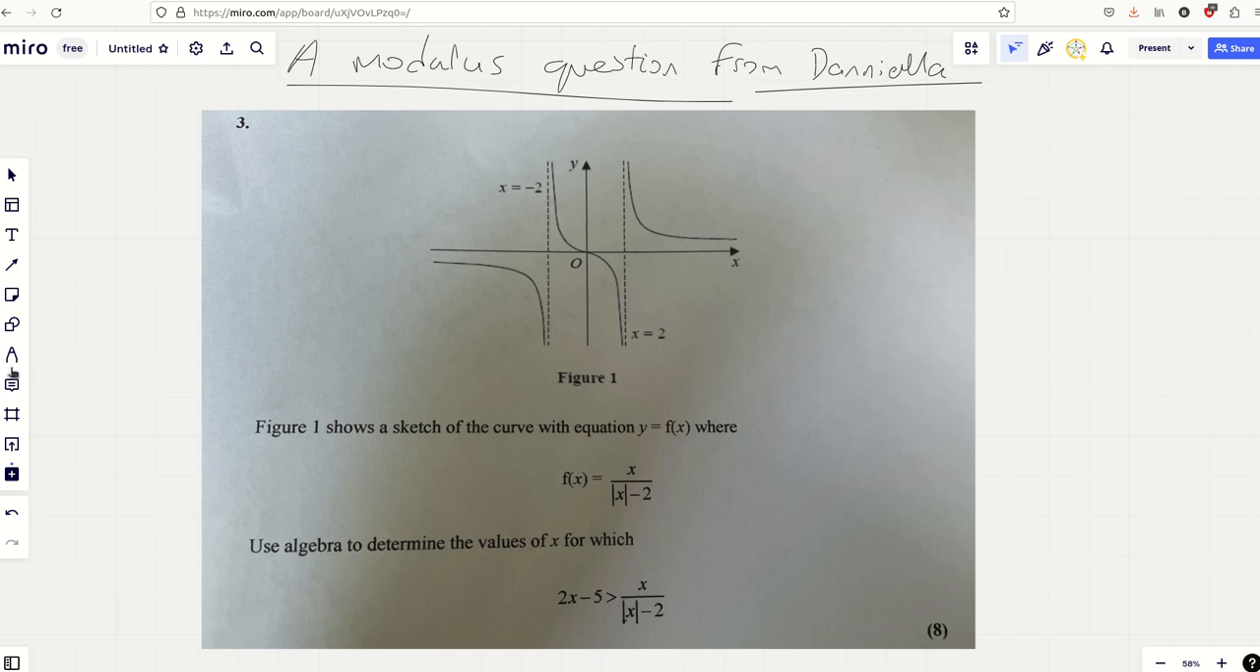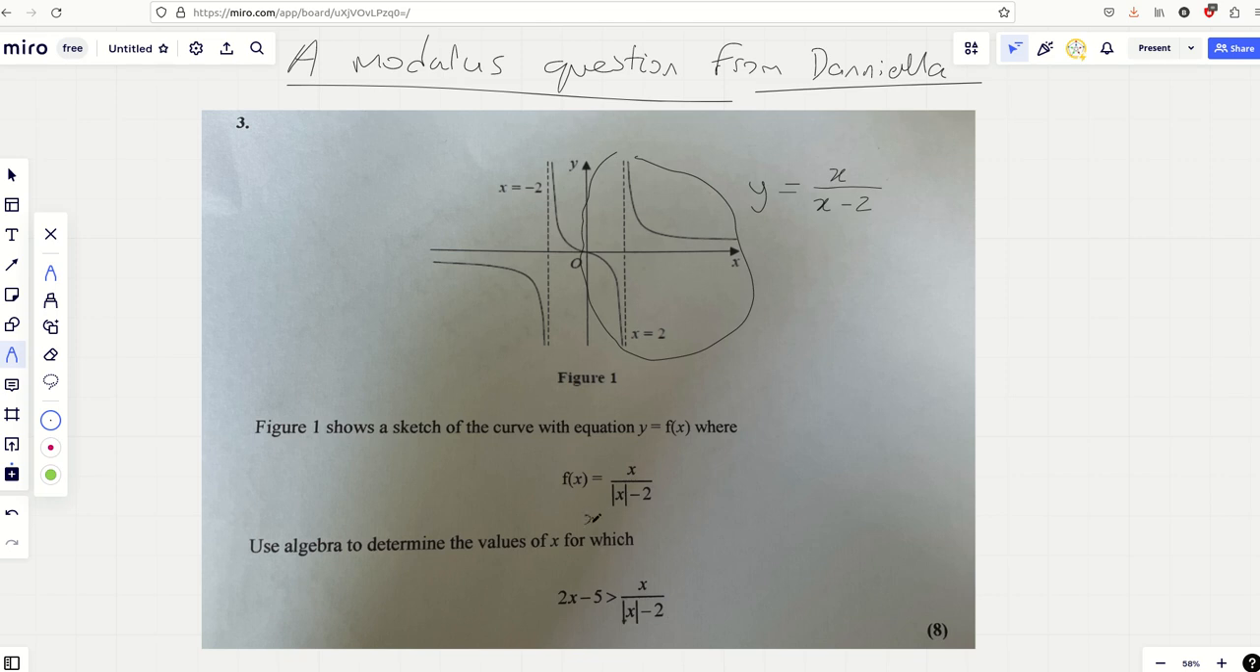Okay, so first thing I'm thinking of when I'm doing a question like this is they've drawn this graph for me. Now, on this side of the origin, I've really sketched the graph y equals x over x minus 2, because when x is positive, the modulus does nothing at all. And so that's really the graph of y equals x over x minus 2.